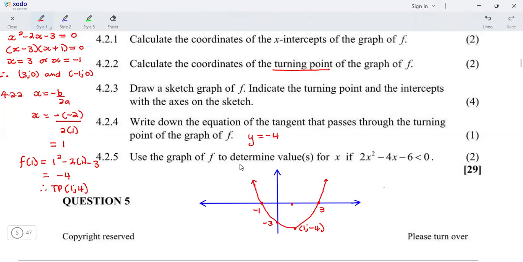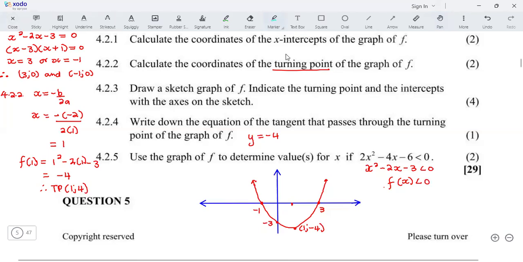Next, use the graph of f to determine the values for x if 2x squared minus 4x minus 6 is less than or equal to 0. Now look at this, factorize this here. You're going to end up with what? Take 2 as a common factor: 2(x squared minus 2x minus 3). Now, if we check, this is actually the graph of f that we are working with. So the question wants us to determine where the graph of f is less than or equal to 0. This is where the graph is below the x-axis.